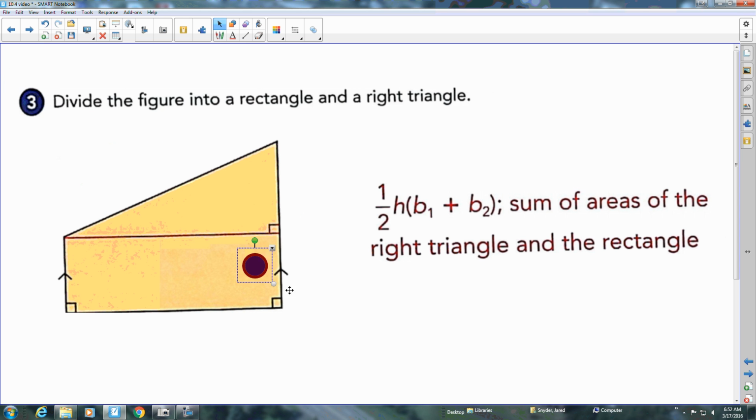Divide the figure into a rectangle and a right triangle. They showed that you could do the area of a trapezoid because we have one set of parallel sides. Now this would be base 1 right here, and this would be base 2. You'd add them together, multiply the height by 1/2, and then multiply that together. Or you could find the area of the rectangle and the area of the triangle.